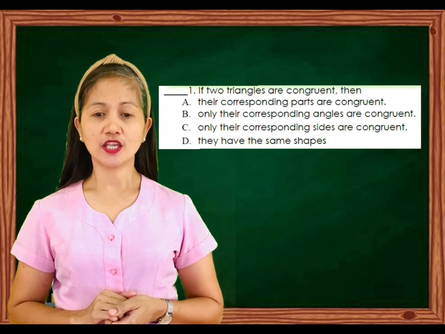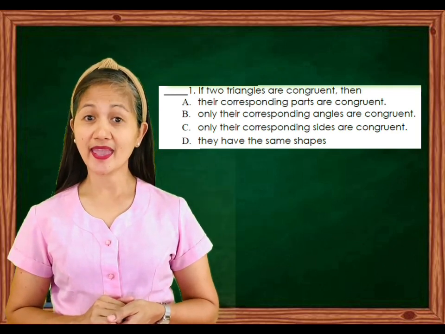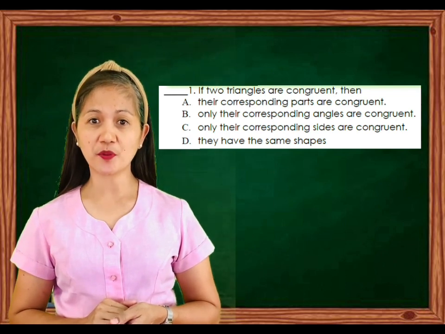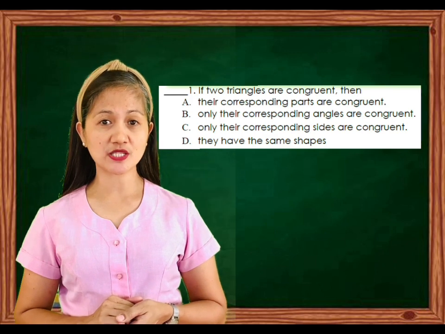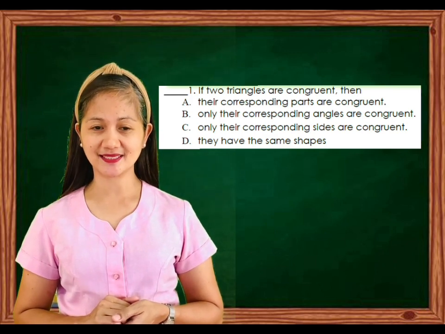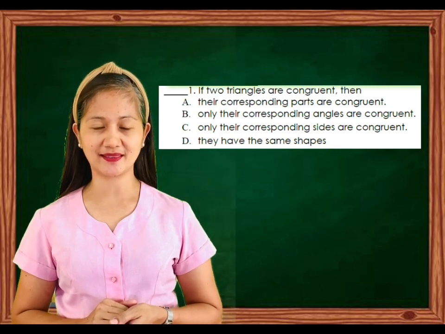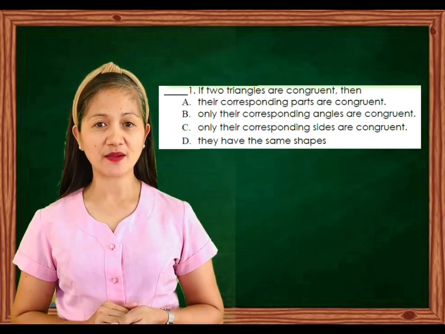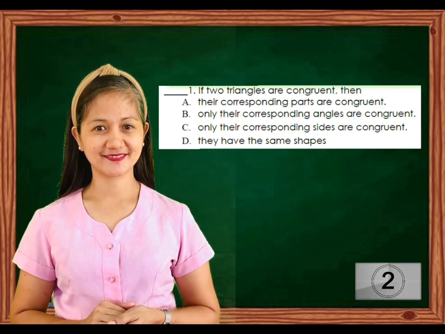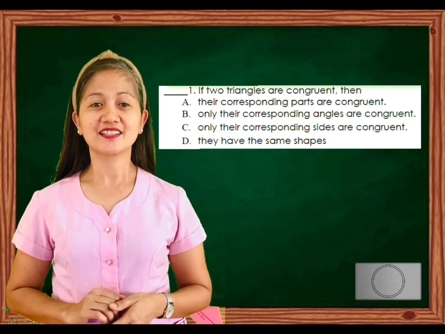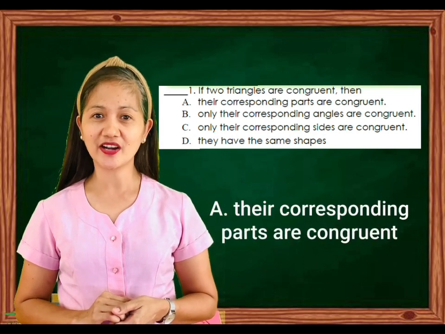1. If two triangles are congruent, then A. Their corresponding parts are congruent. B. Only their corresponding angles are congruent. C. Only their corresponding sides are congruent. And letter D. They have the same shapes. Very good! The correct answer is A. Their corresponding parts are congruent.